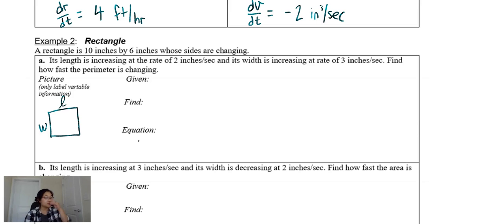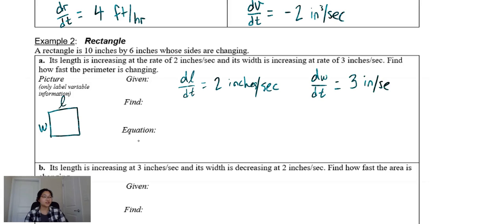Okay, so given the length is increasing at a rate of 2 inches per second, so dL/dt is 2 inches per second. And the width is increasing, dW/dt is increasing, so it's positive 3 inches per second. It's very important that we include units because that's what responsible mathematicians do. So how fast is the perimeter changing?